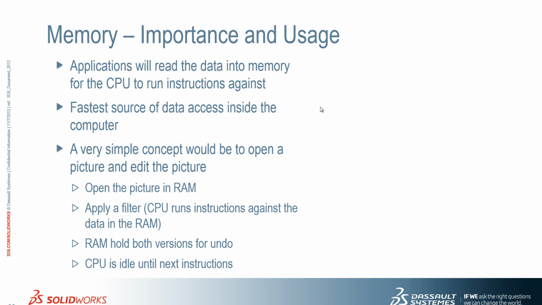So a very simple concept would be that I open a picture from my hard disk into RAM, I apply a filter to the picture, for instance. The CPU runs instructions against the data in RAM to apply the filter, and then RAM holds both versions in it for the undo feature, just in case I need it, and then the CPU's idle again until the next instruction set goes through.